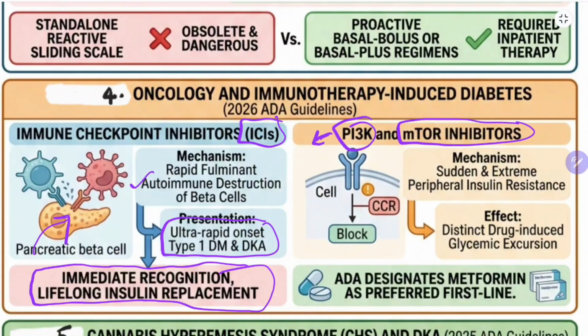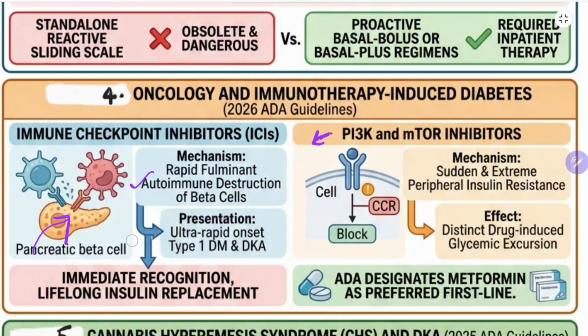PI3K and mTOR inhibitors cause extreme peripheral insulin resistance, and they cause type 2 diabetes mellitus. ADA designates metformin as the preferred first line drug for those who develop type 2 diabetes mellitus due to the use of PI3K and mTOR inhibitors. So that is the fourth special context.